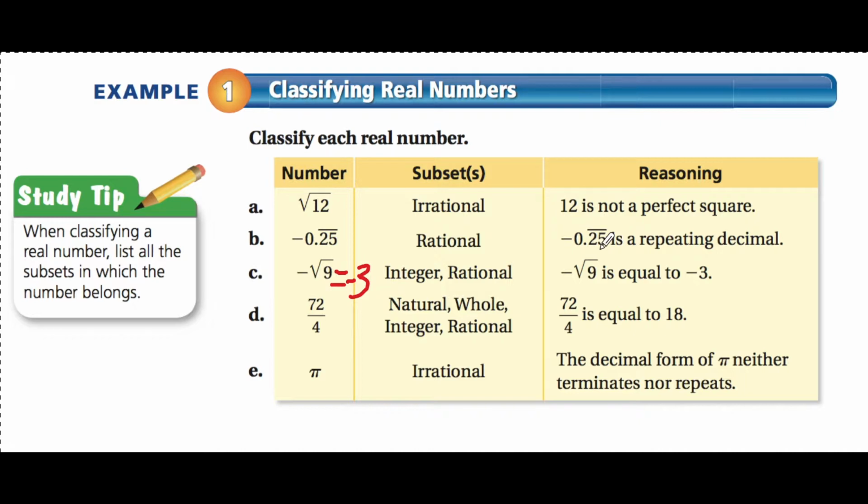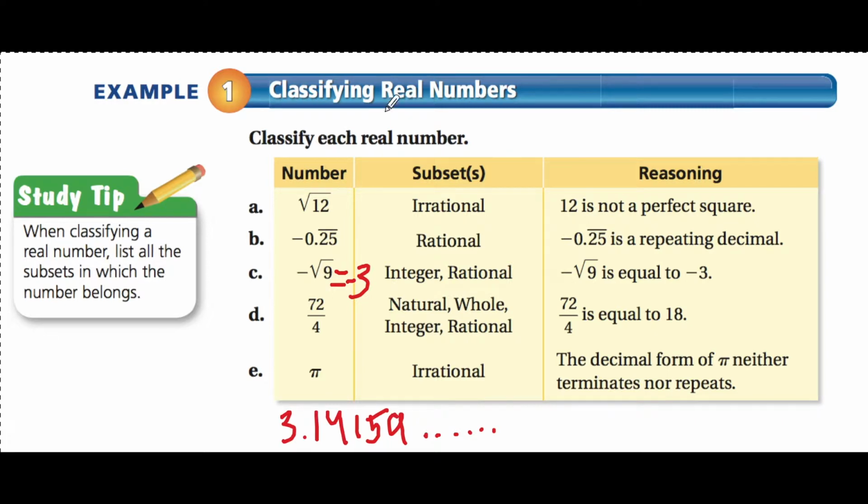And last but not least, we have pi, and we know that pi is 3.14159, and it keeps going on and on forever. It does not terminate. It's also not a repeating decimal. Therefore, it is irrational. It's very important to notice that when classifying a real number, you want to list all the subsets in which the number belongs.